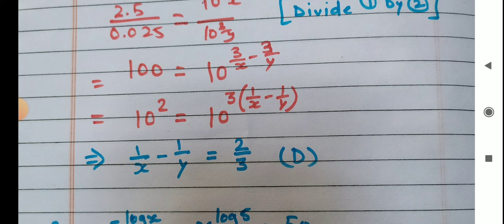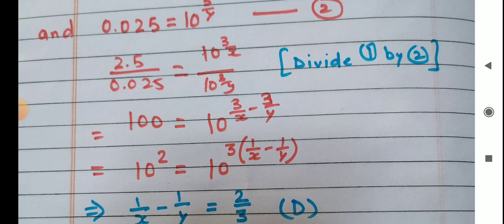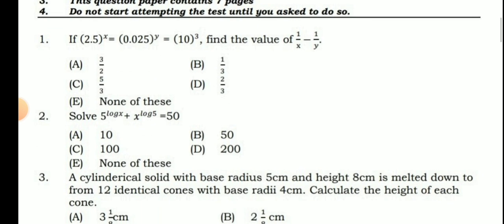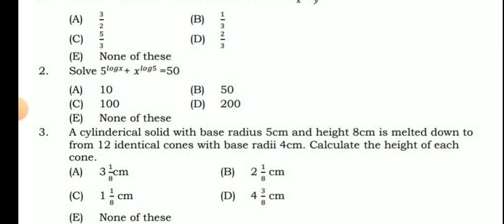So our answer is 2 by 3. D option is its correct option. So this was the first question. Now come on to the second question.